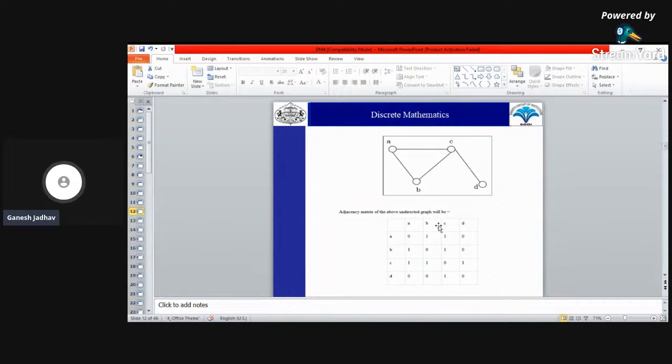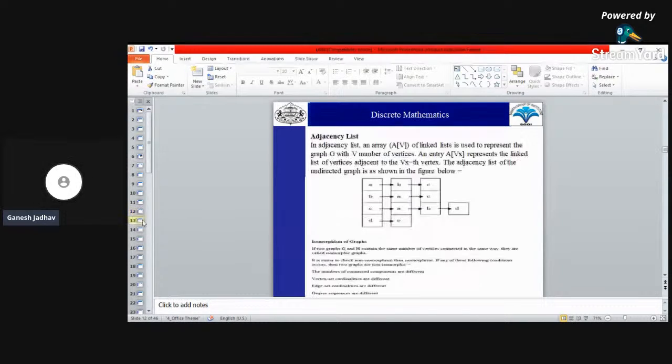So this is the adjacency matrix. Okay, get it now? So this is very simple. You can easily understand it. Then another type of representation of the graph, that is the adjacency list.